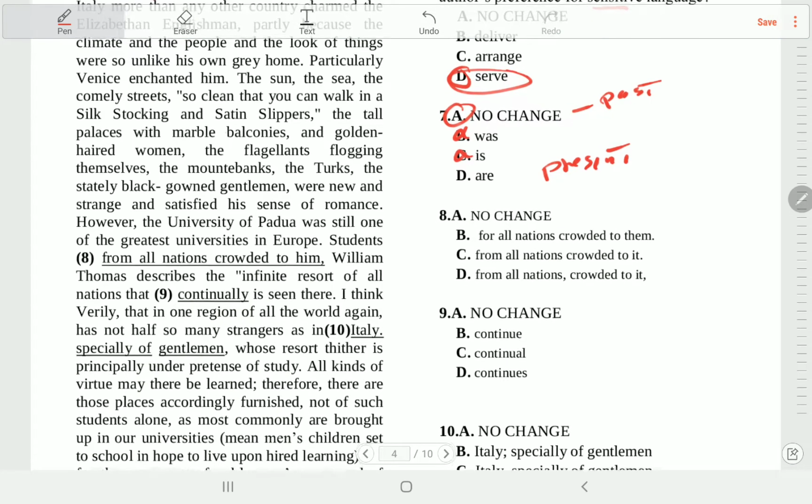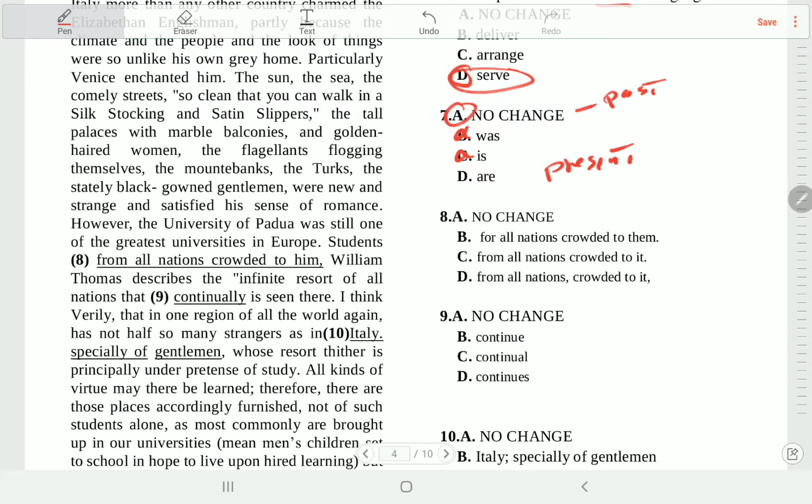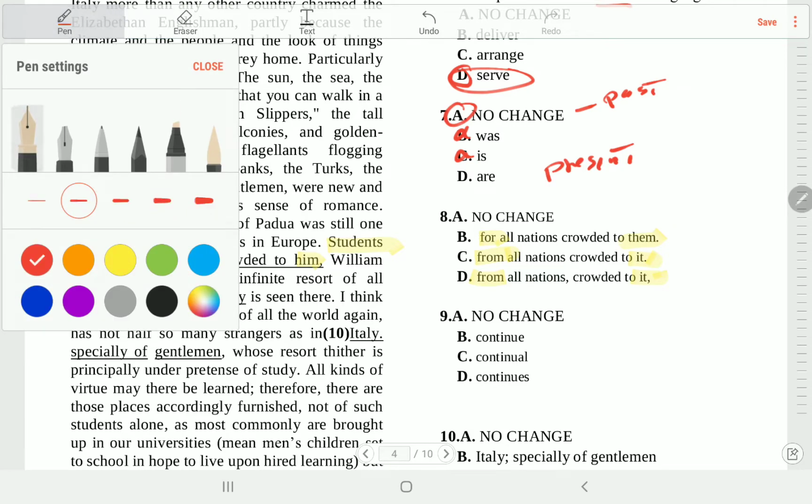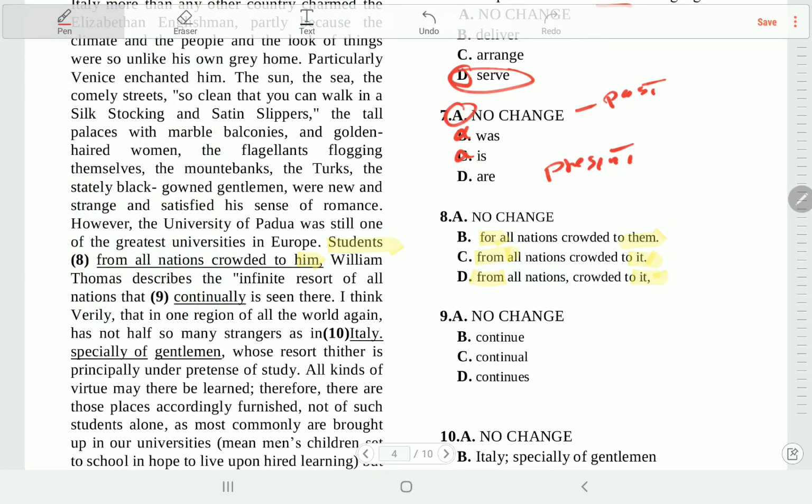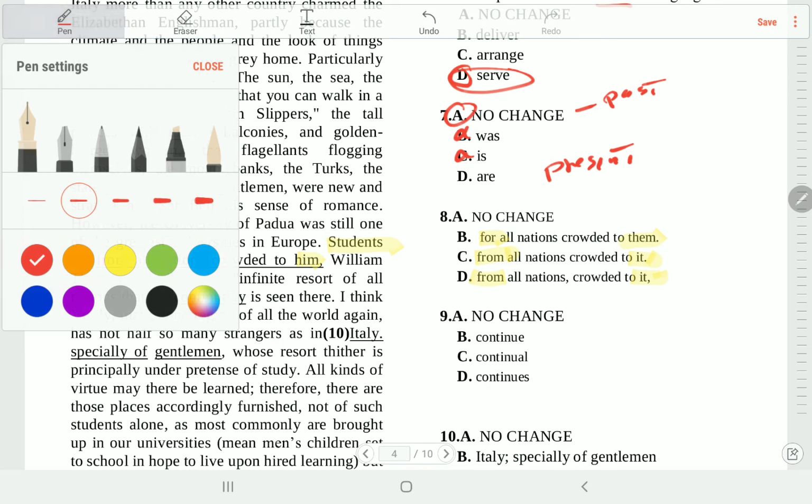Okay, number 8. Students from all nations crowded to him, comma. The choices are him, them, full stop, it, full stop, it, and for, from. What do I have? This is pronoun-noun agreement, an idiom in the topic. So we have to read before. Who is he talking about: him, it, or them? So read before and see what he is talking about.